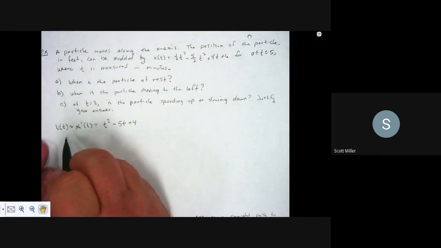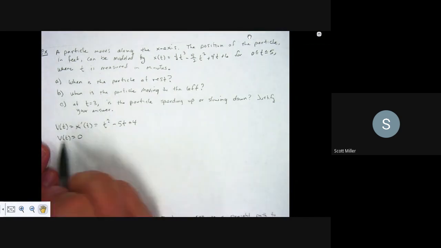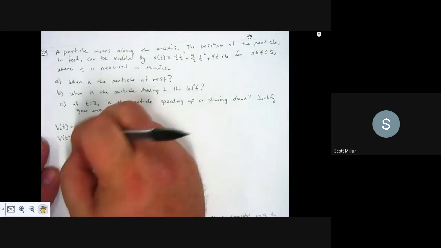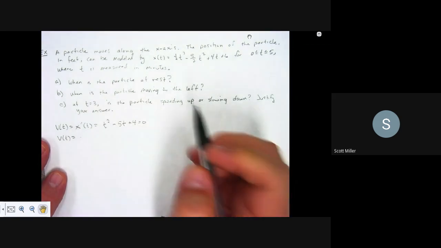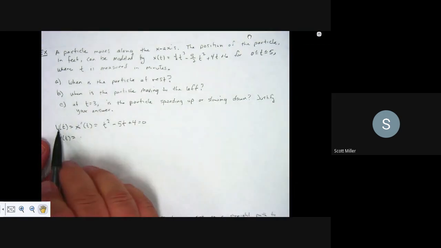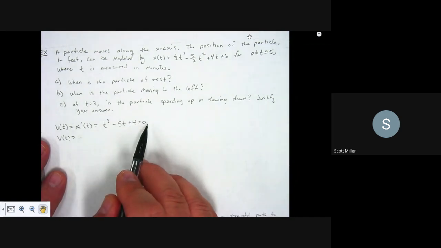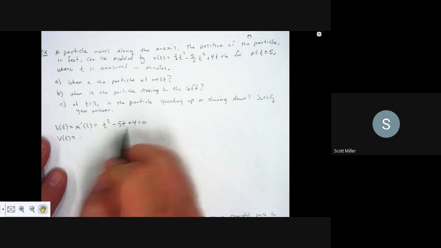And the particle is at rest when v of t is equal to 0. You want to state that. You can also do it right here and just put equals 0 here. It does the same thing. You want this line to say v of t is 0. Very important. And then after that, we can factor this out and solve this.